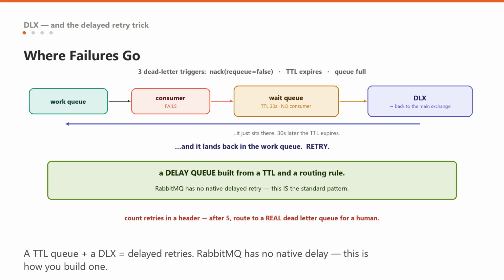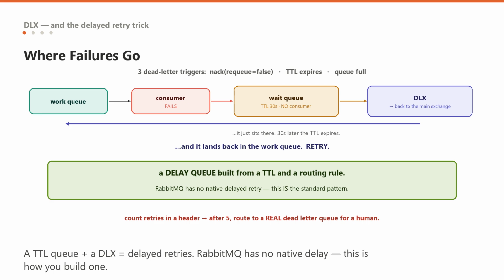1. A consumer rejects or negatively acknowledges it with requeue set to false. 2. The message's time to live expires. 3. The queue is full and hits its length limit. And RabbitMQ helpfully stamps the message with an x-death header recording why, how many times, and from where. So your dead letter queue is not a mystery pile, it is a diagnosable one.